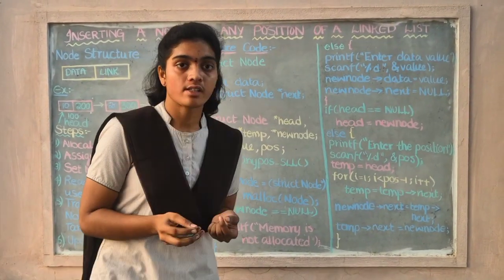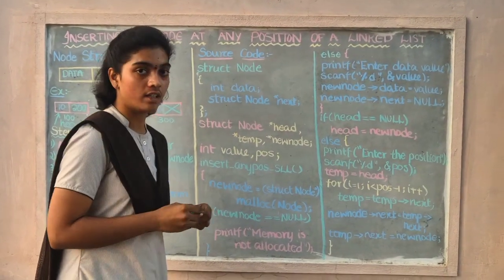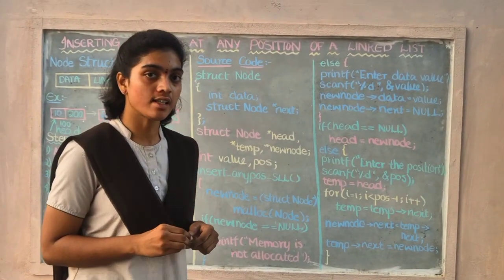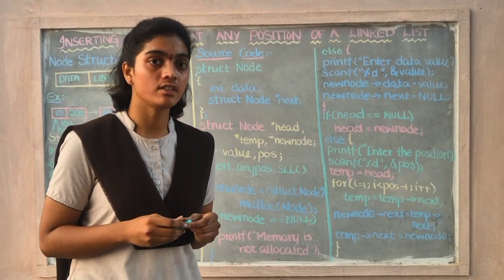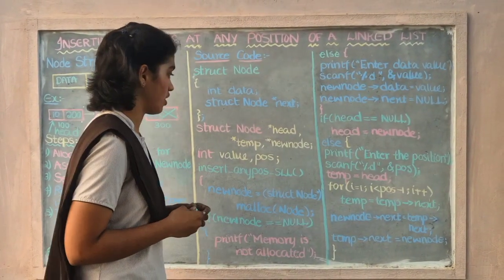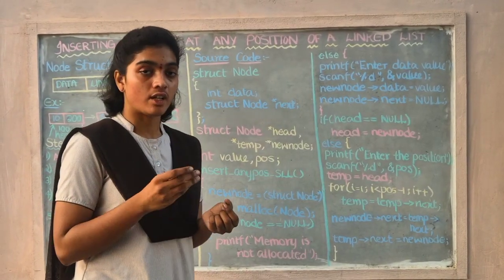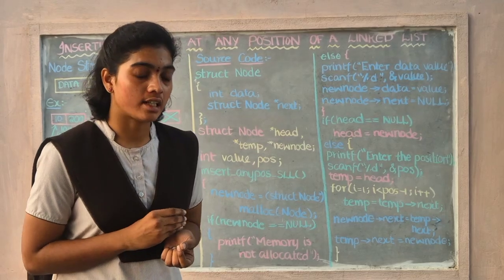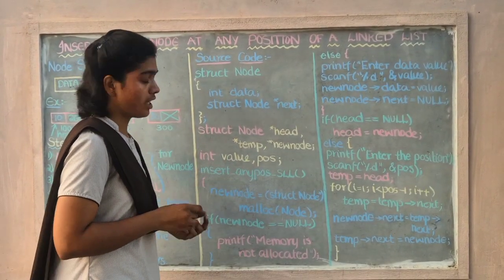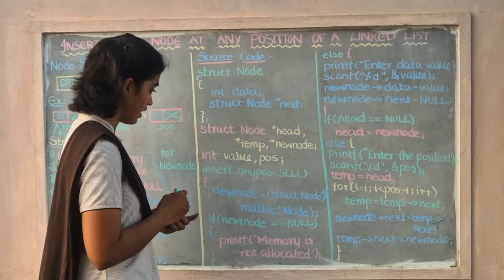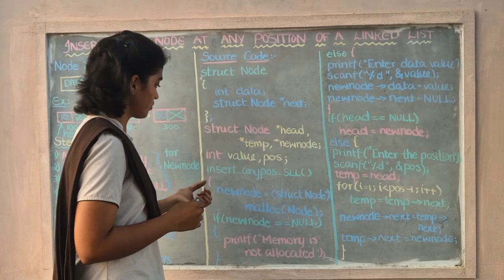For that purpose, head and temp pointer variables are declared here. Head is used as a reference in traversing the list, while temp is used to represent the node just before the target position, and also a new node pointer variable to represent the node which we are creating and inserting into the list. And value and pos variables are declared here, as these are integer values. Data type is integer.